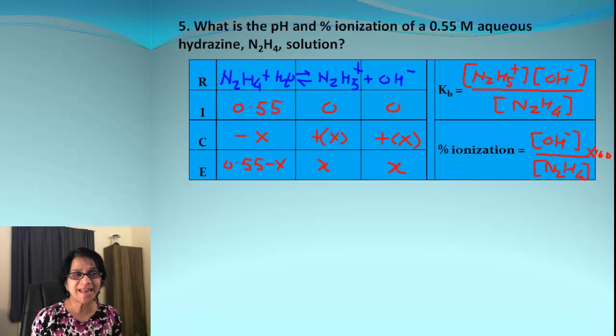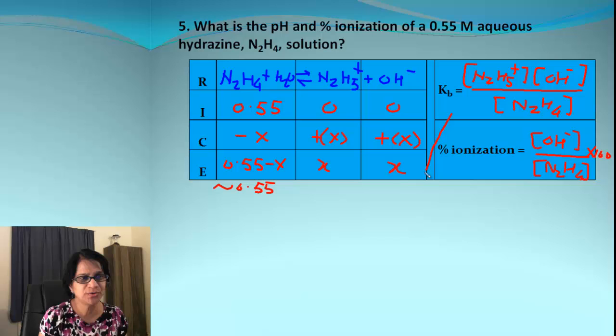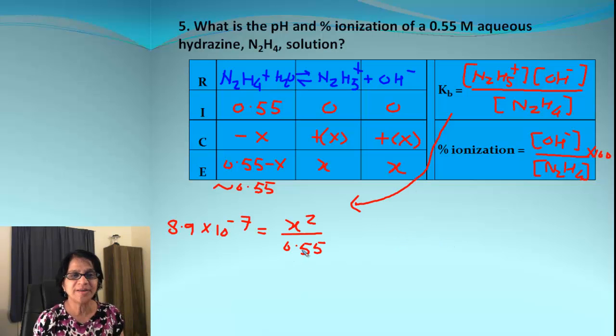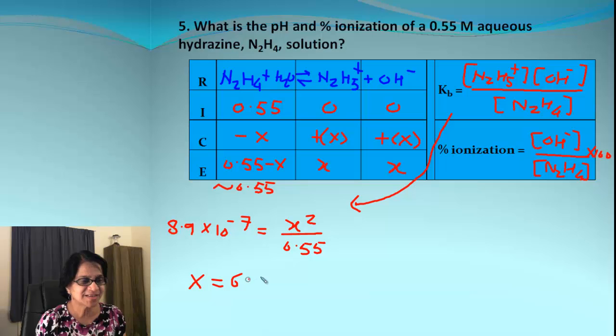Let's do one more problem with this weak base, and let's complete the table first. So this is what we get when we complete the table. And then this is roughly equal to 0.55. And when we use the Kb value, we end up having this equation. And then that gives you the value for x as 6.9964 times 10 to the negative 4.